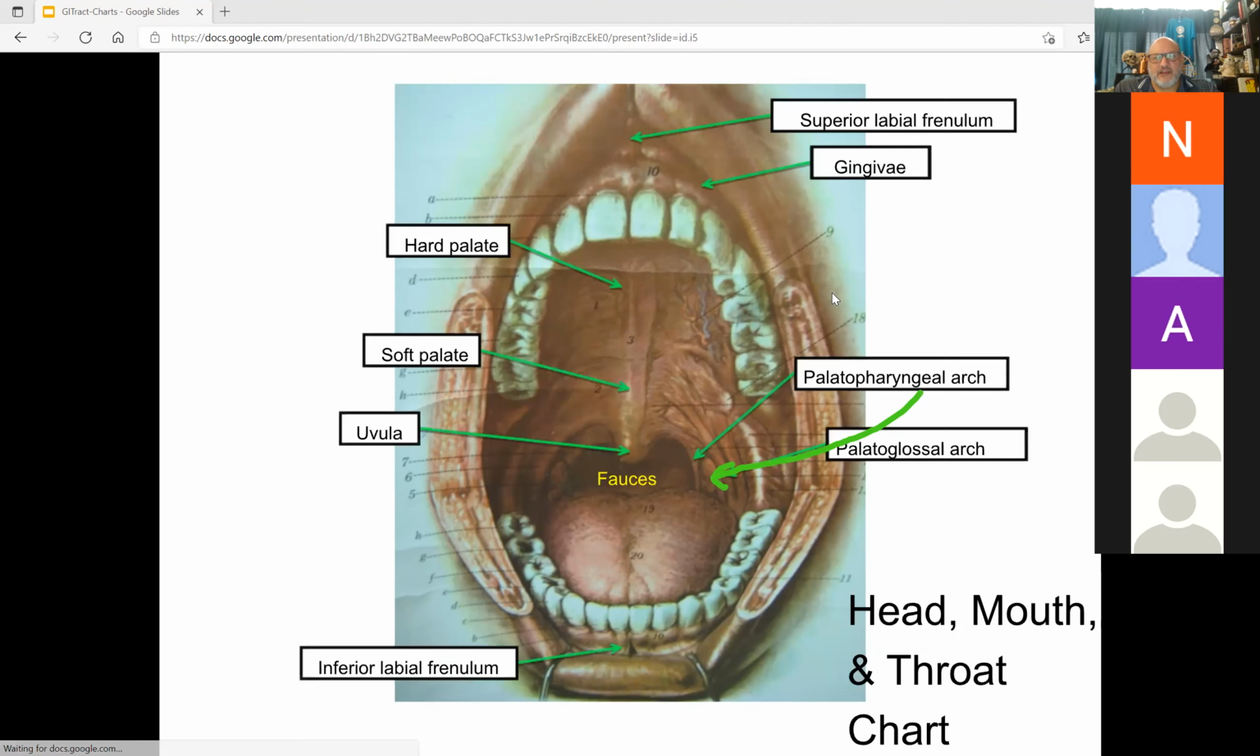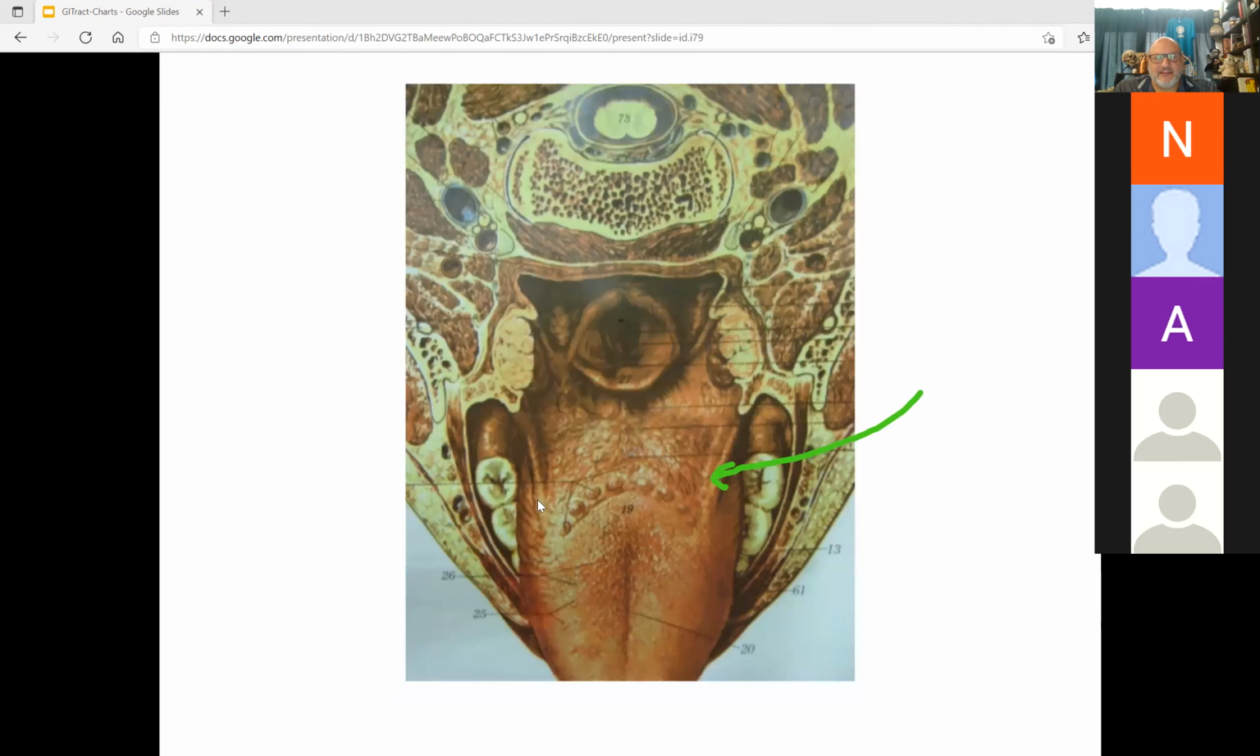Yeah, absolutely. Or like I said, something like this where you need to be able to identify the lingual tonsils and so on. Yes, so from the gross anatomy, I would expect you to be able to distinguish them, but not histologically.